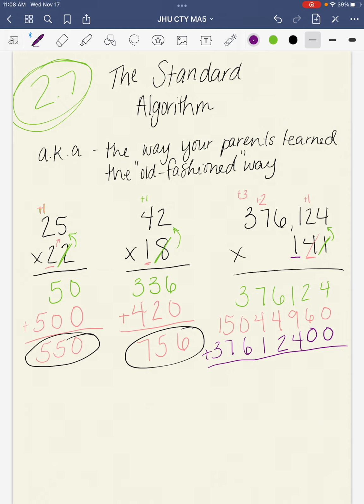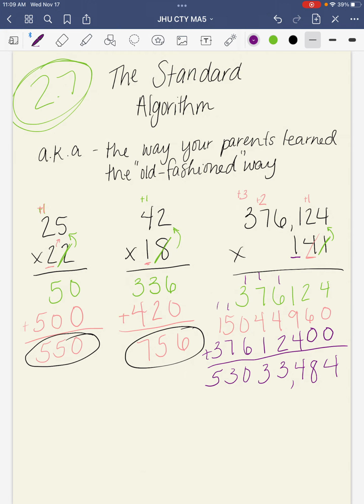Now I'm finally at the bottom, and I can add my products here. So 4, 8, 9 plus 1 is 10, plus 4 is 14, 6 plus 4 is 10, plus 2 is 12, plus 1 is 13, 7 plus 4 is 11, plus 1 is 13, 6 plus 3 is 9, plus 1 is 10, 5 plus 1 is 6, plus 7 is 13, 3 plus 1 is 4, plus 1 is 5.